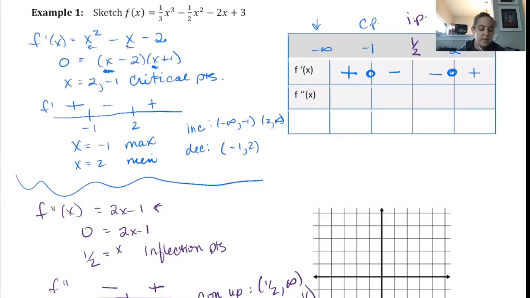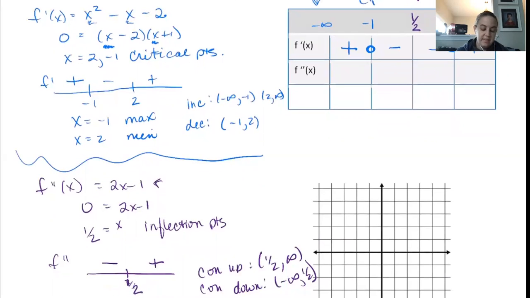Now, the information for the second derivative. On the number line, to the left of 1/2, it was all negative, concave down. To the right, they were positive.